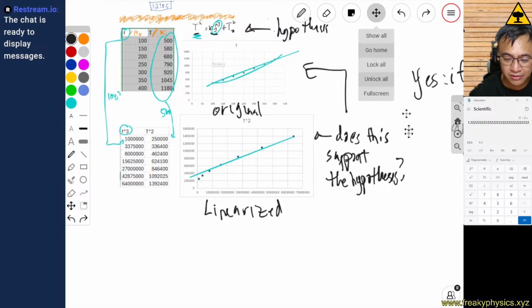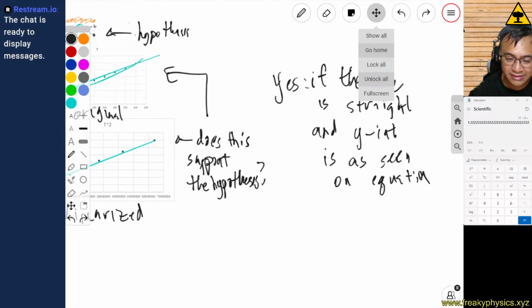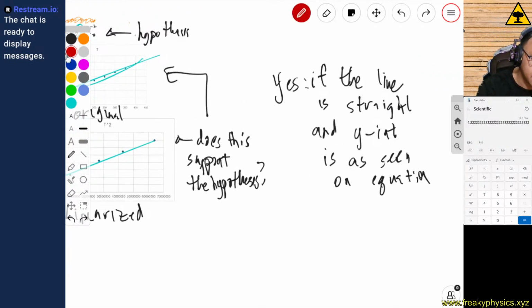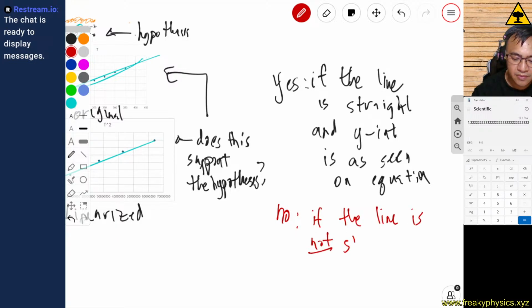Now, going back to the other one. When is the answer no? The answer is no if the line is not straight. Okay, here in yes, it has to be an and, right? Here in no, it's an or. The y-intercept is incorrect.